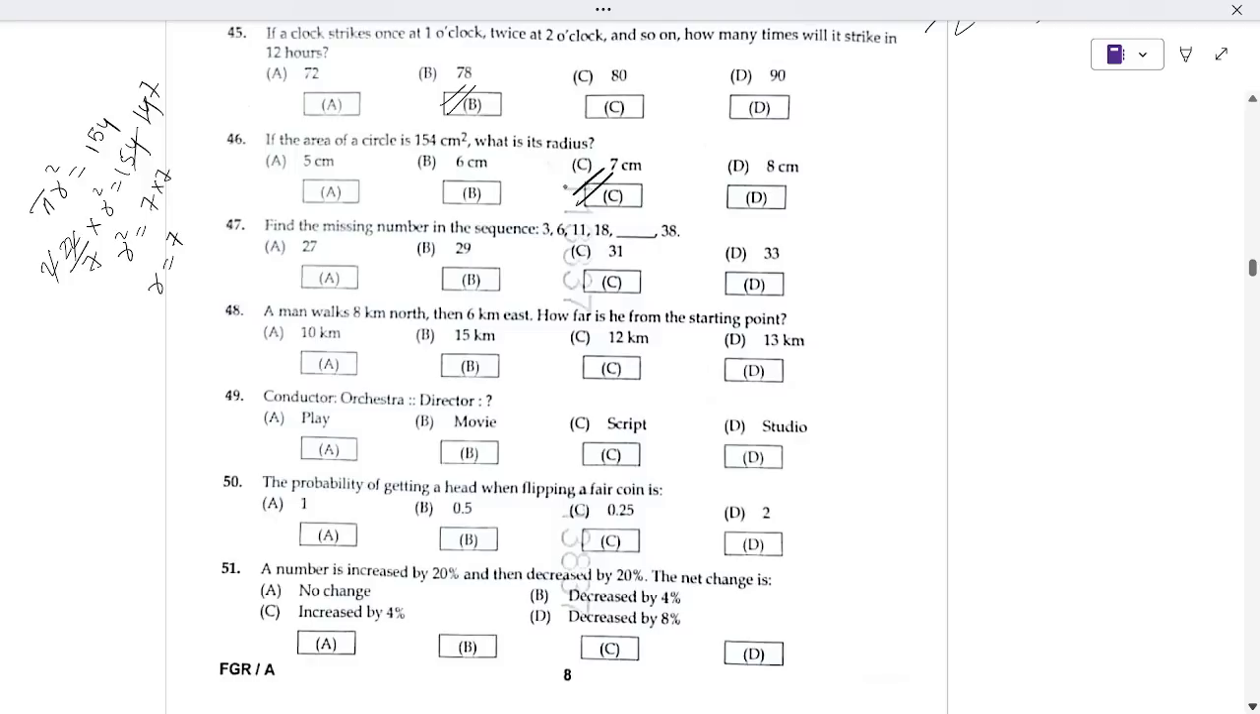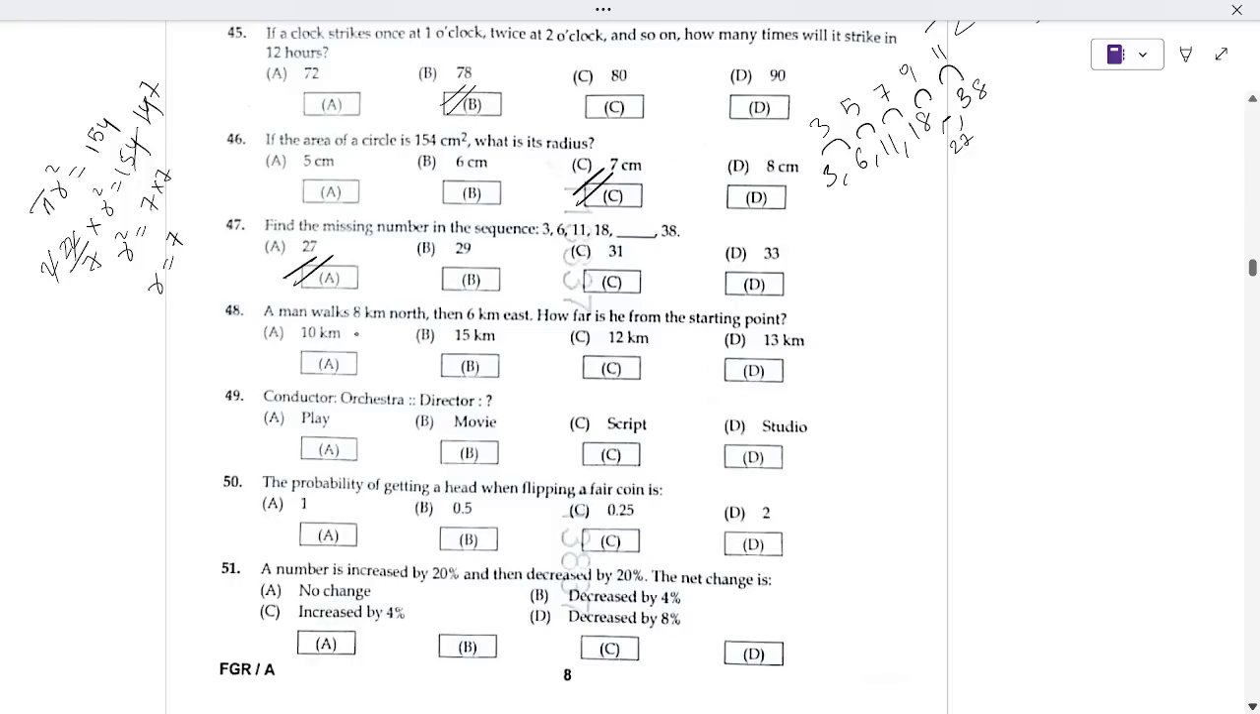Find the missing number in the sequence. 3, 6, 11, 18, dash, and 38. So here the gaps are 3, 5, 7. That means odd numbers 3, 5, 7. Let's check. Next will be 9 and then 11. So if you place 9 here, then this becomes 27, and 27 plus 11 is 38. So 27 is the answer.